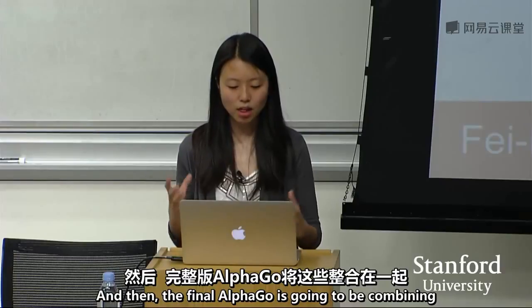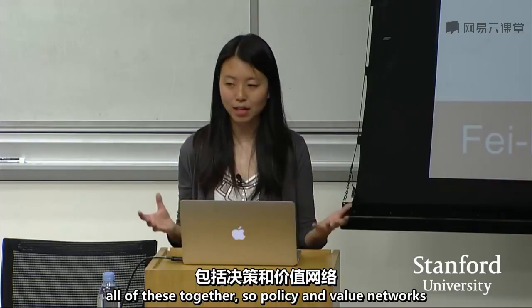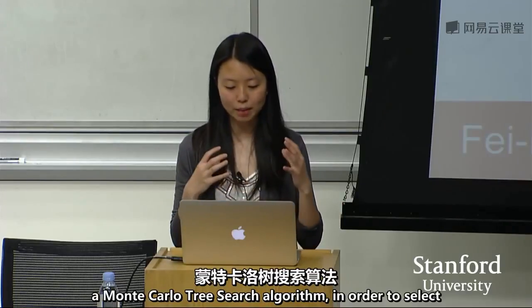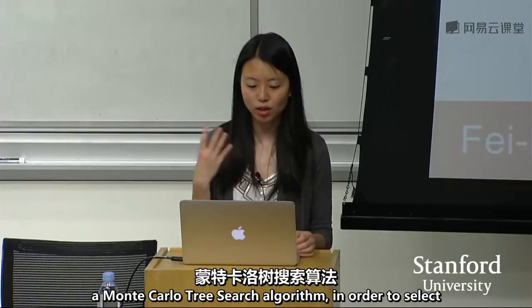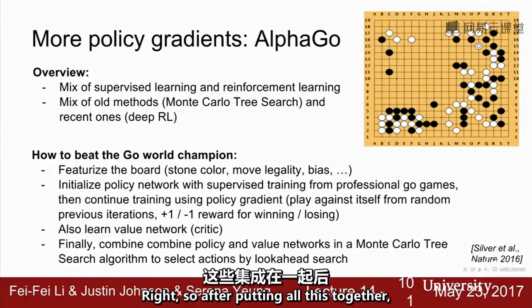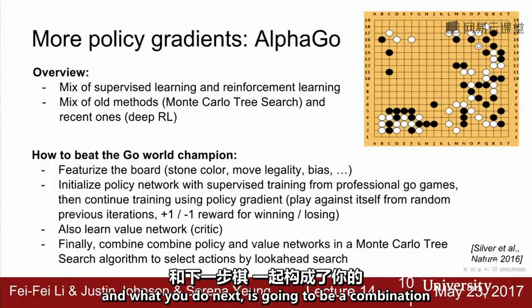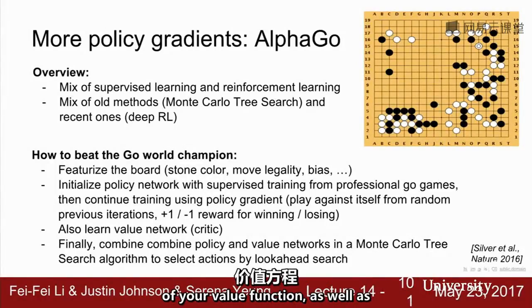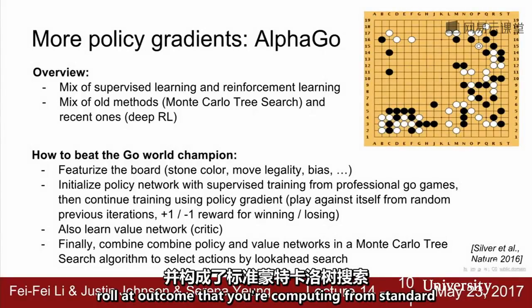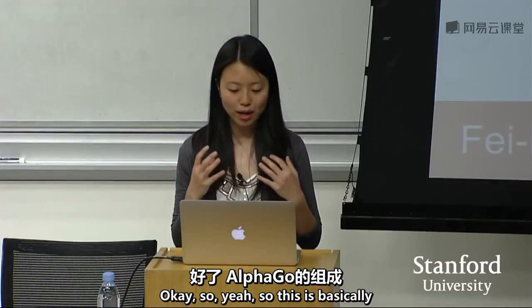a critic. And then the final AlphaGo combines all of these together, so policy and value networks, along with a Monte Carlo tree search algorithm in order to select actions by look-ahead search. After putting all this together, the value of a node, of where you are in play and what to do next, is a combination of your value function as well as a rollout outcome that you compute from standard Monte Carlo tree search rollouts.